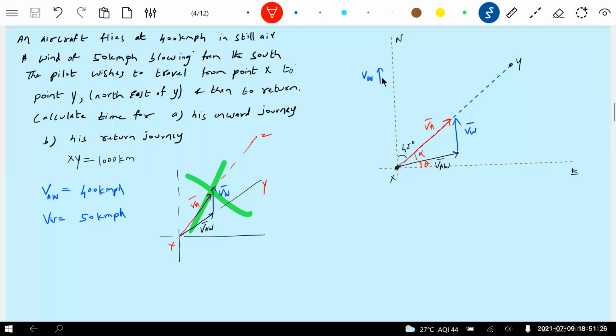What was our question asked? Calculate the time for the onward journey. So we should know VA here. Can we say anything about this angle? 45 degrees. Now we know VW, VAW. We know one of the angles. Somehow we should get VA.